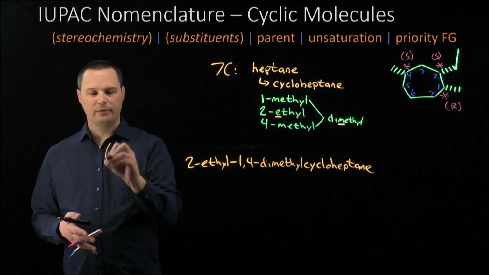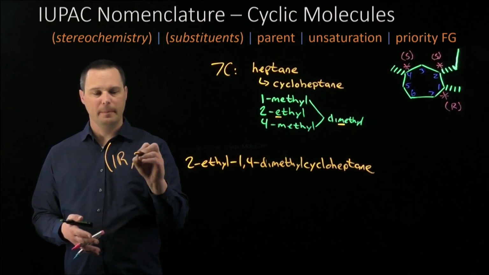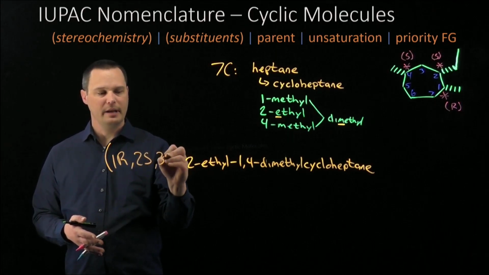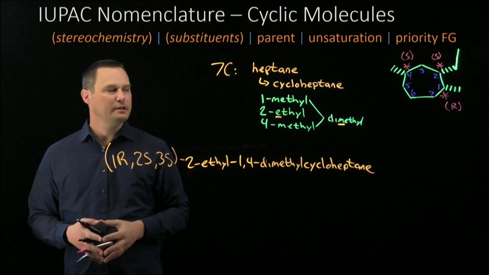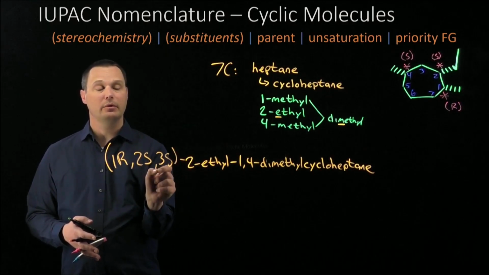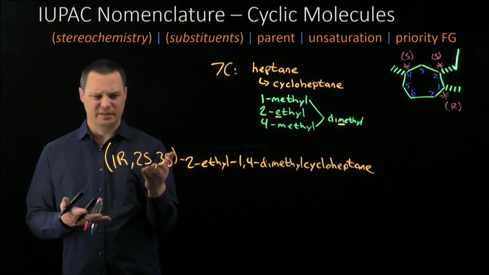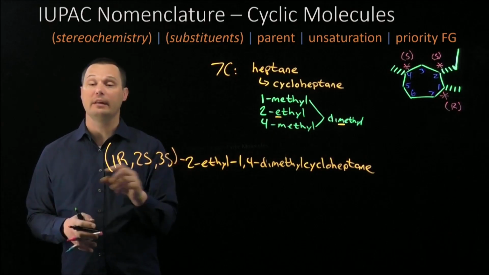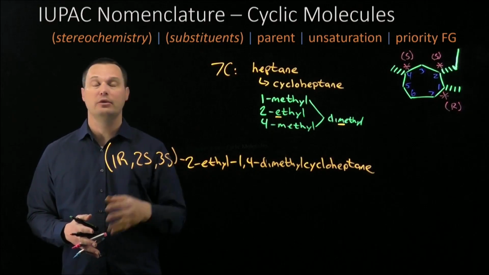Bringing them together in the front of the molecule, we have 1R, 2S, 4S-2-ethyl-1,4-dimethylcycloheptane. Note, we do not combine similar stereochemical labels. We do not combine these to 2,4-di-S or anything like that. We just list all of the stereocenters in numerical order.